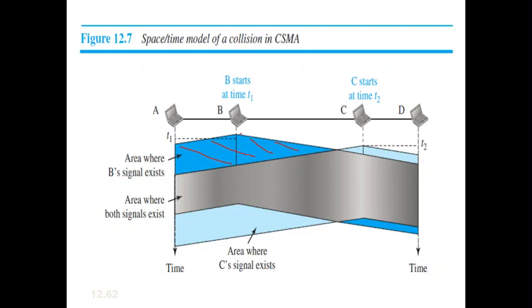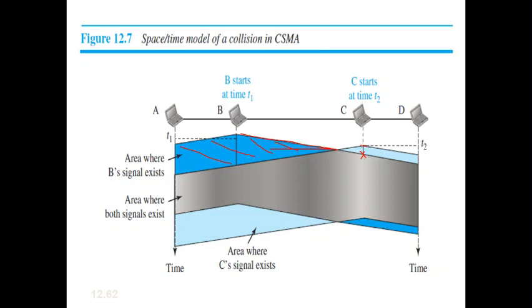Because of this propagation delay, the slope whatever we can see here is the propagation delay. The first bit of B reaches C at this point. So whenever C senses the medium at time t2, that is in this time, C also finds the medium is idle. That is why it will transfer again.